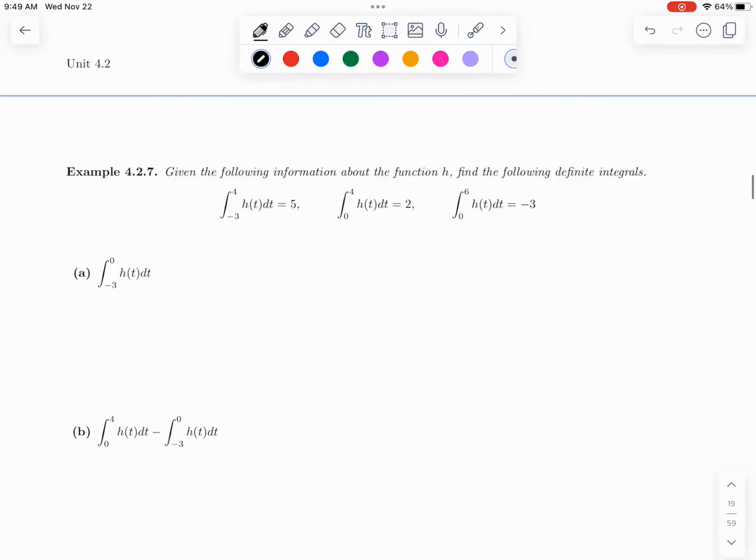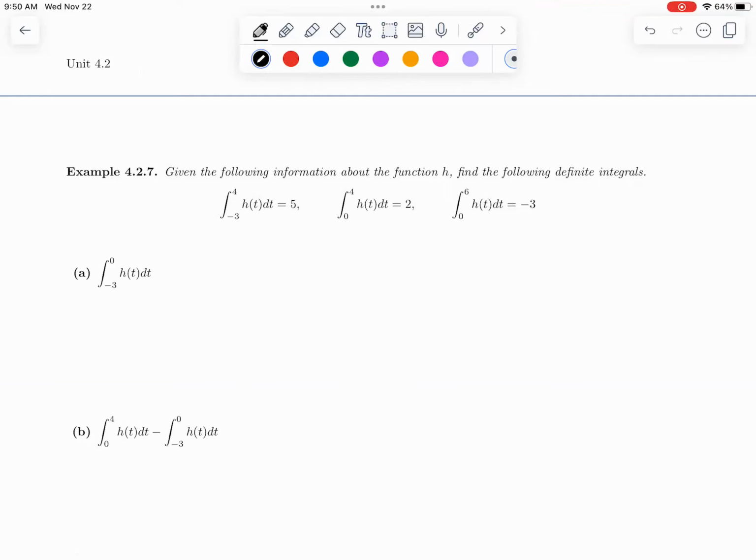And so this one, given the information about the function h, find the following definite integrals. We know that the integral from -3 to 4 of h is 5. The integral from 0 to 4 is 2, and the integral from 0 to 6 is -3.